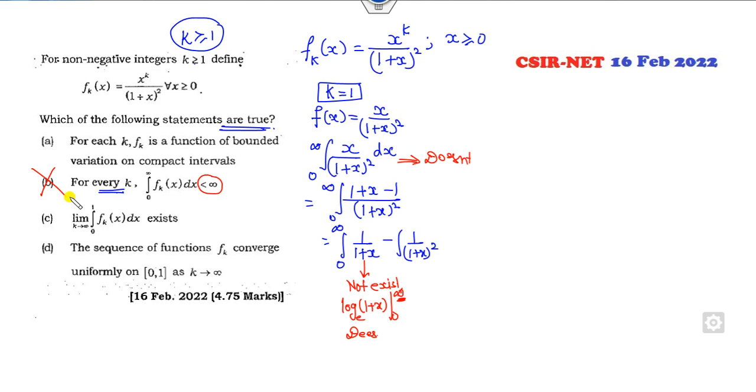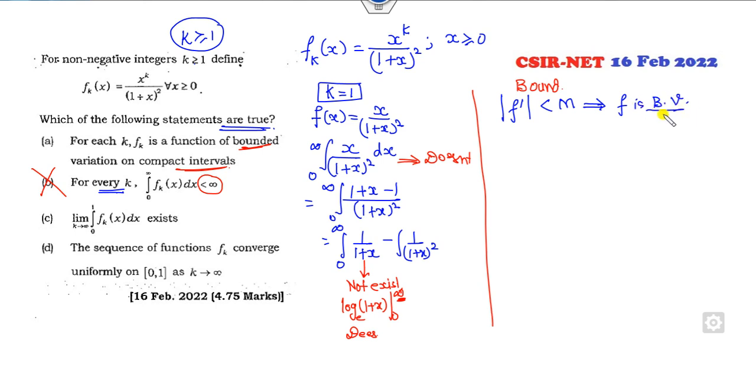Now, for each k, the function is of bounded variation on the compact interval. What is the meaning of bounded variation? If you prove that the derivative is bounded, less than M, it implies f is of bounded variation. Clear? If you prove that f is a differentiable function and the derivative is less than M, then it implies f is of bounded variation.